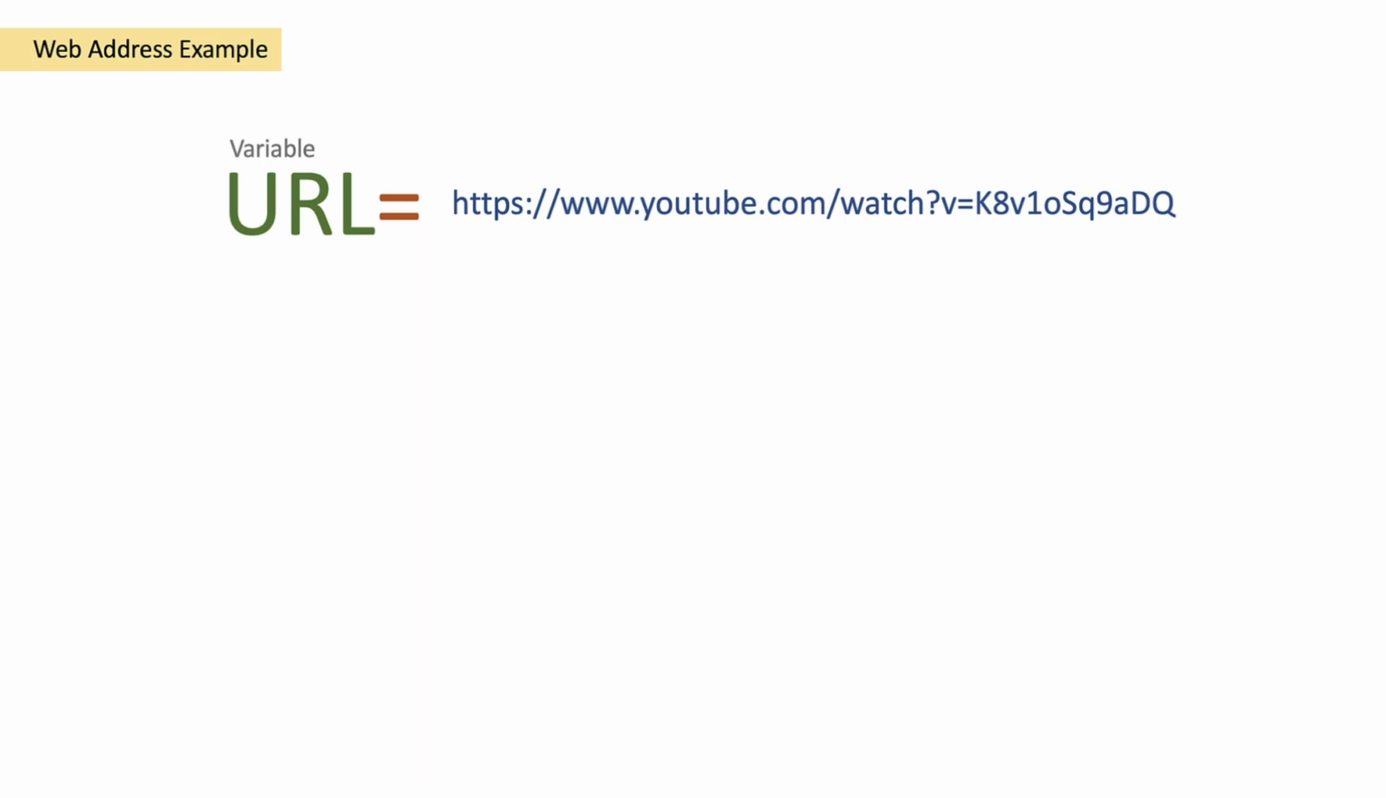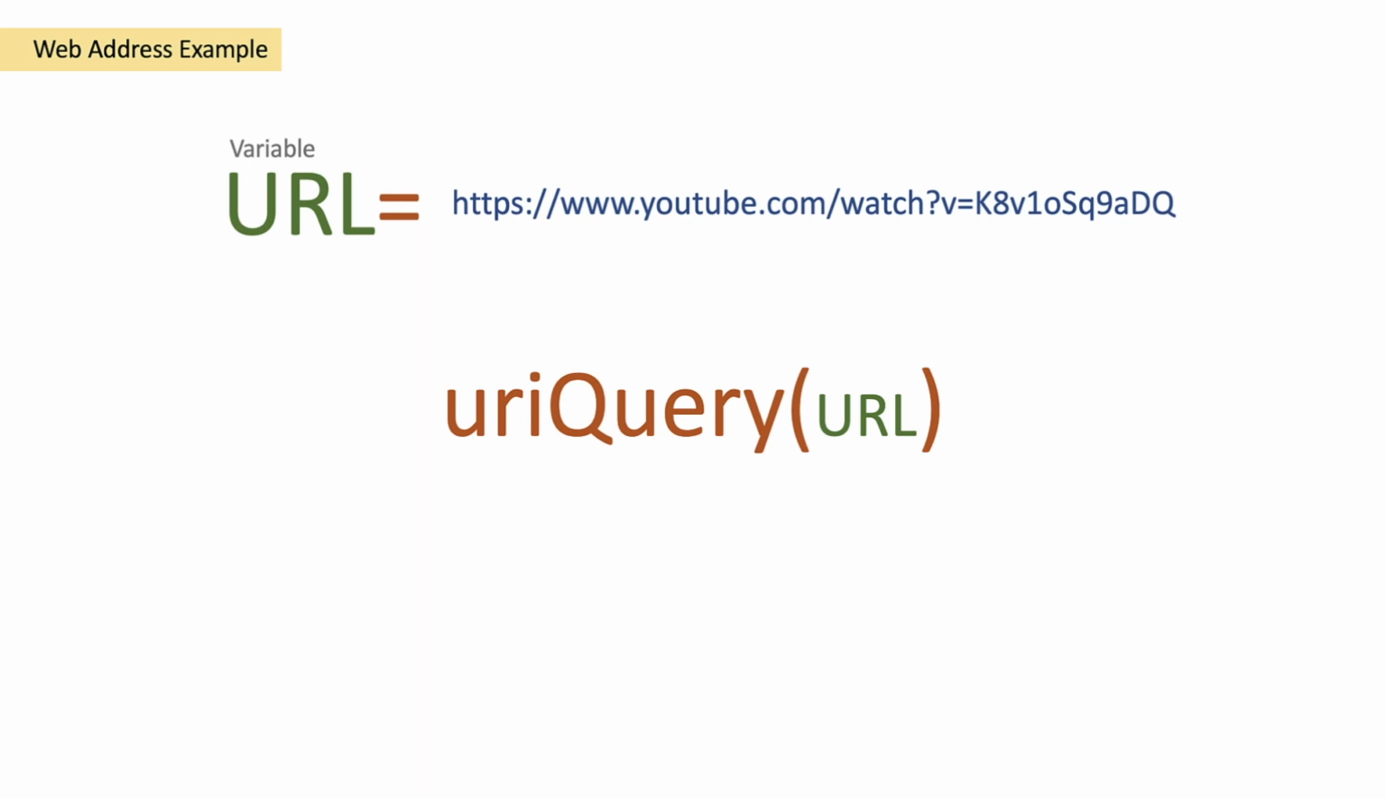Okay, so how do we do this then? Well, we've got our URL and we pass it into our URIQuery function. This will then return us the query parameters. So let's actually take a look at this on Power Automate then.